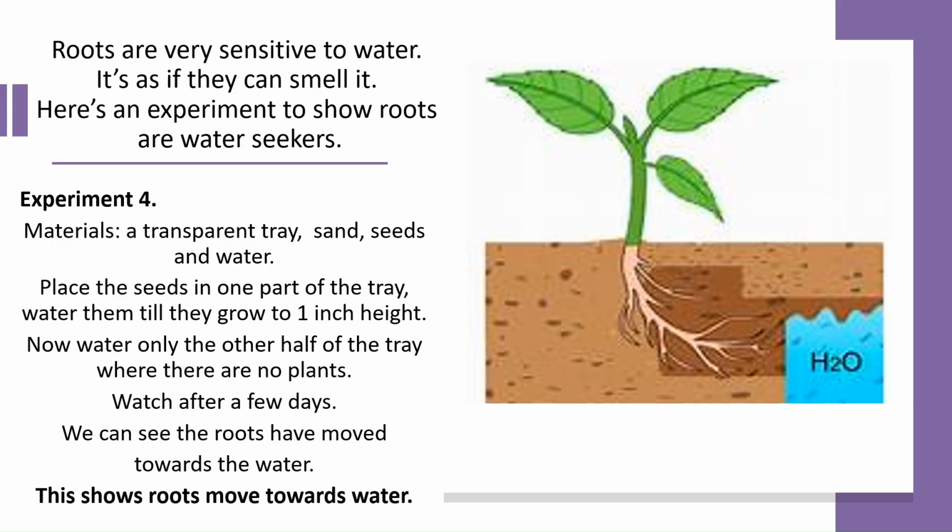Here's an experiment to show roots are water seekers. This is experiment 4. The materials needed are a transparent tray, sand, seeds and water. Place the seeds in one part of the tray. Water them till they grow to 1 inch height. Now water only the other half of the tray where there are no plants. Watch after a few days. We can see the roots have moved towards the water. This shows roots move towards water.